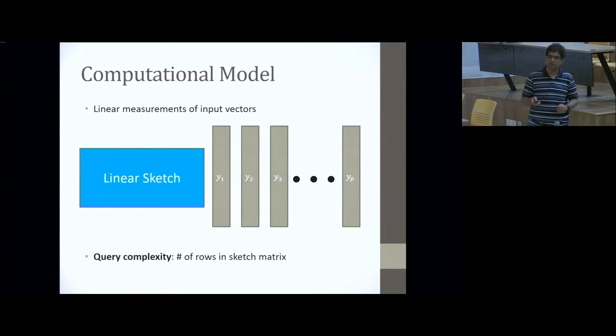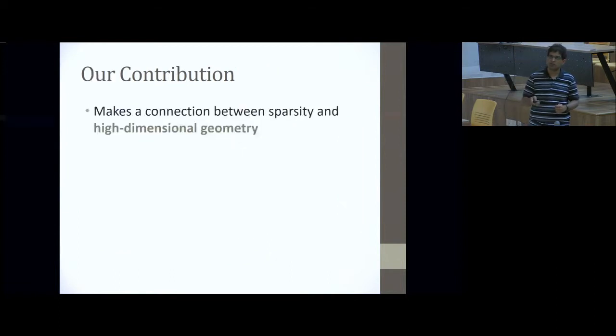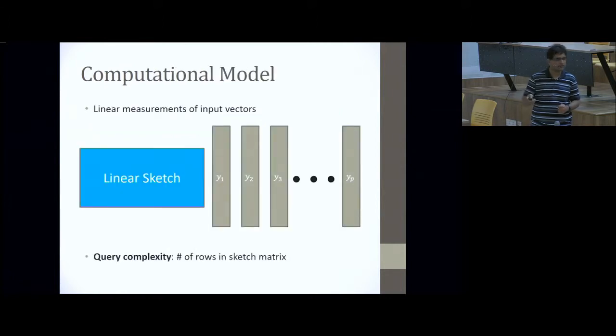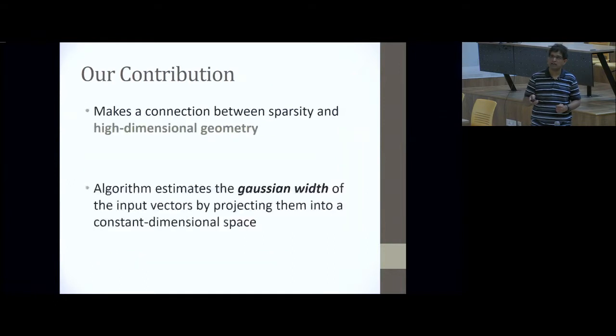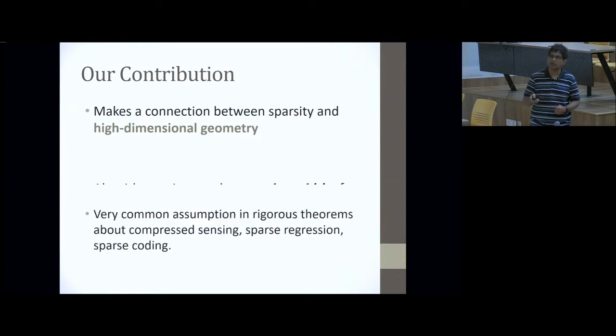All right. So our contribution is that we make a connection between sparsity and a geometric property of these vectors y1 through yp. This connection is through a notion called the Gaussian width. Okay, so let me talk about that.